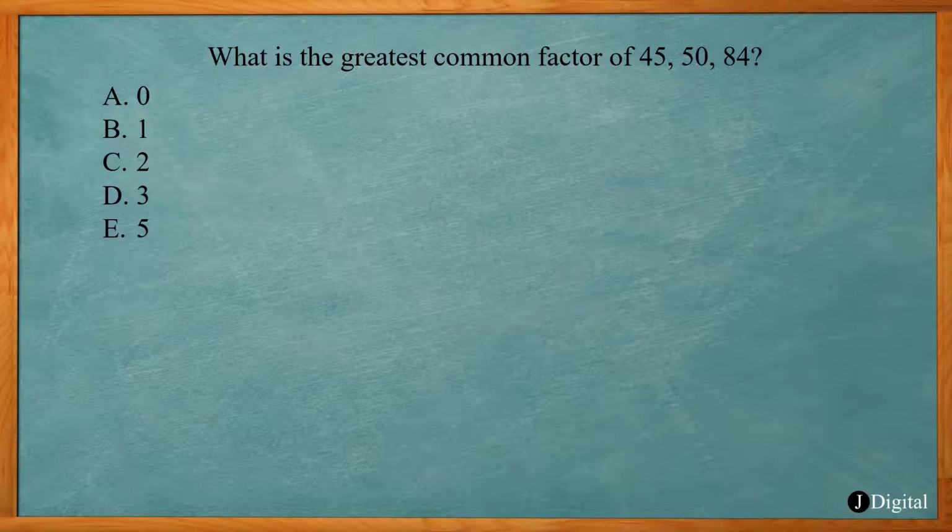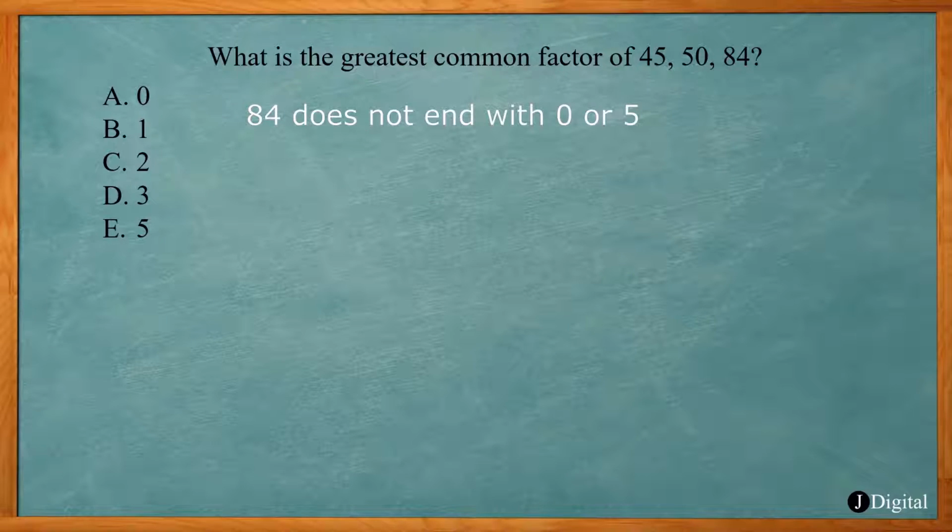Alright, so this problem says, what is the greatest common factor of 45, 50, and 84? So again, you can start with the largest answer, which is 5. Okay, so I know 5 goes into 45 and 50 because they end with 5 or 0. So 84 is not divisible by 5. So we move on to 3.